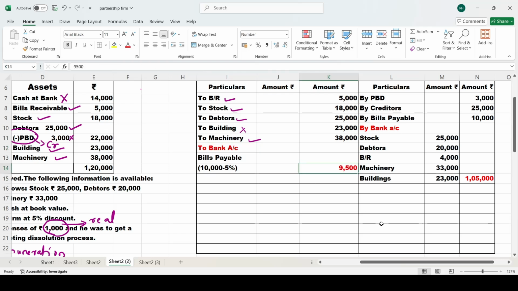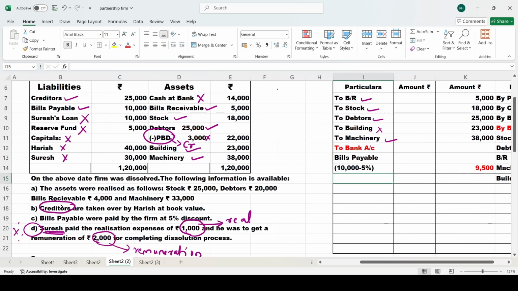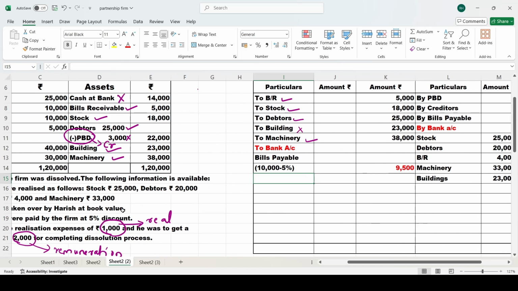All the bank items I am highlighting here itself because it will be easy for us to do the bank account. So now we have completed these two, but creditors were taken over by, who took over the creditors? Harish. So we'll record it separately below that. When any partner is taking over any asset or liability, you have to write the name of the partner's account. To Harish capital account. Below in the bracket, we'll mention it as creditors taken over.